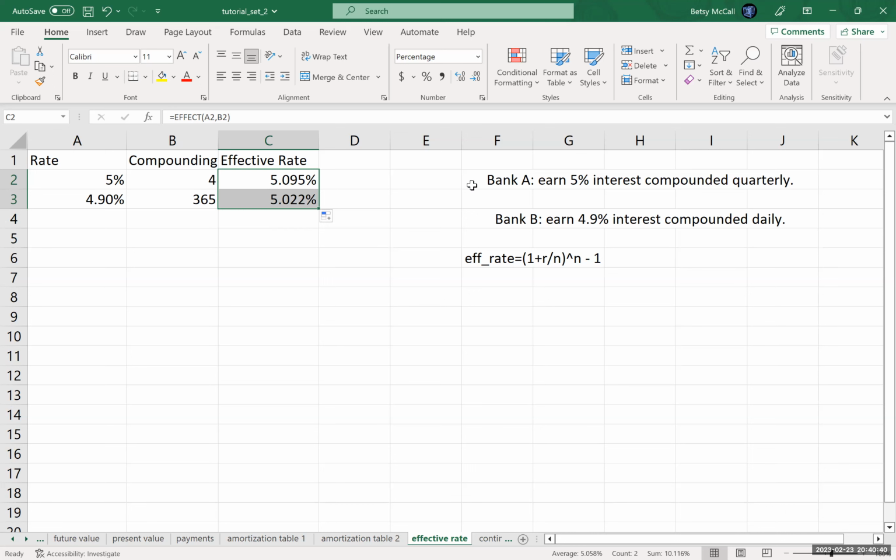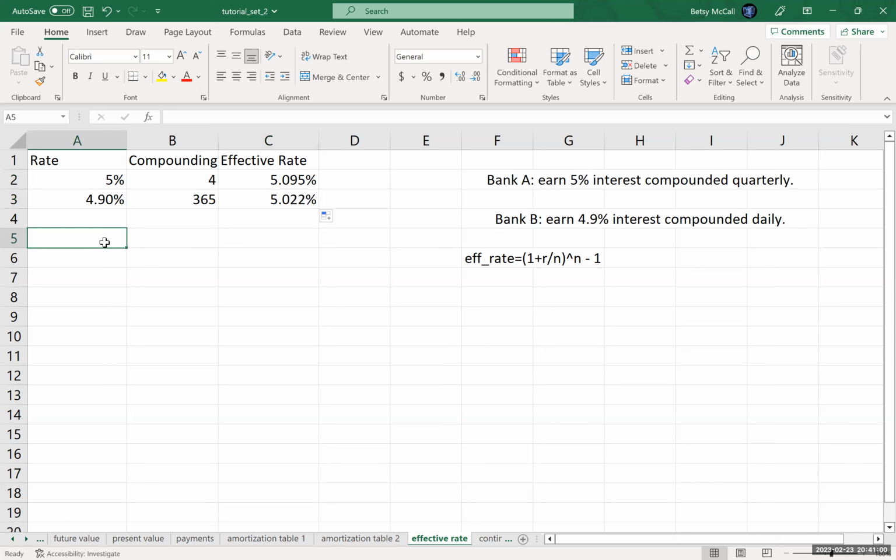So Bank A does turn out to be the better account if it's a savings account, because I'm getting a higher rate. Now, if this is the loan, of course, you want the lower effective rate, because that means you're getting charged less interest. Now, I said what we could do is we could actually use the formula.